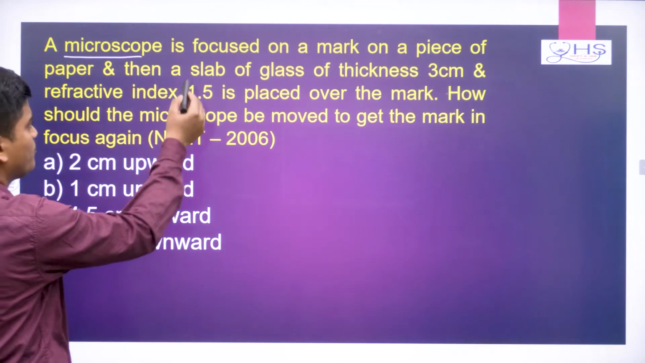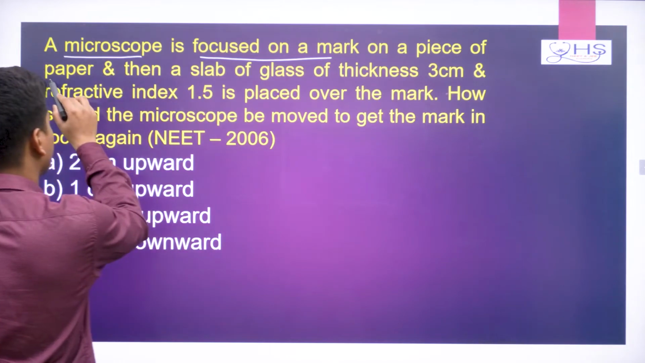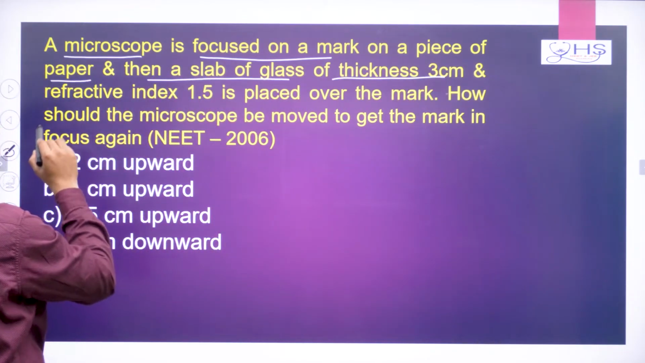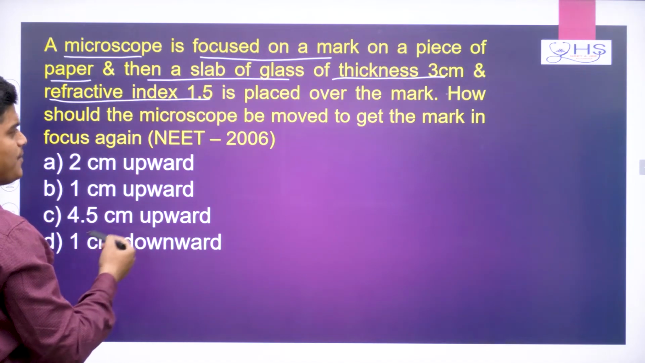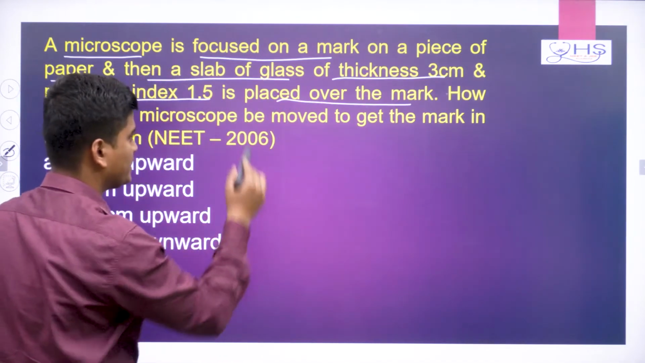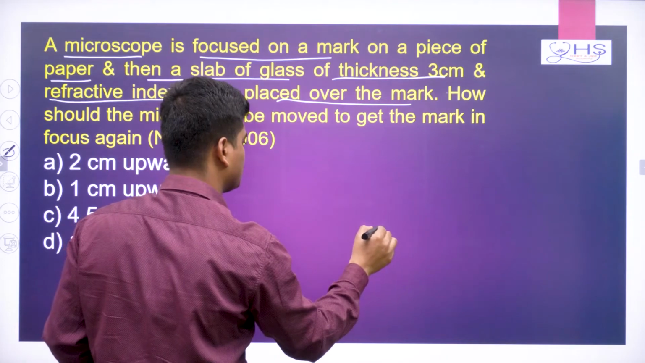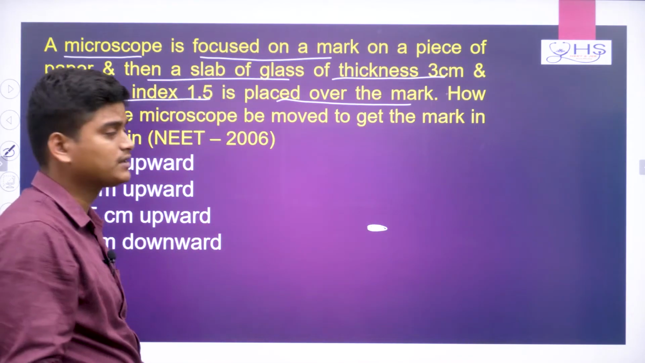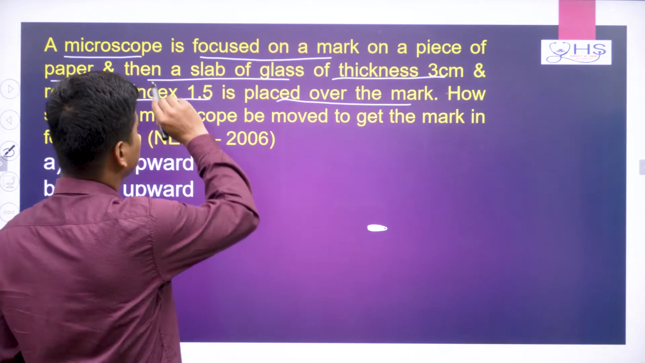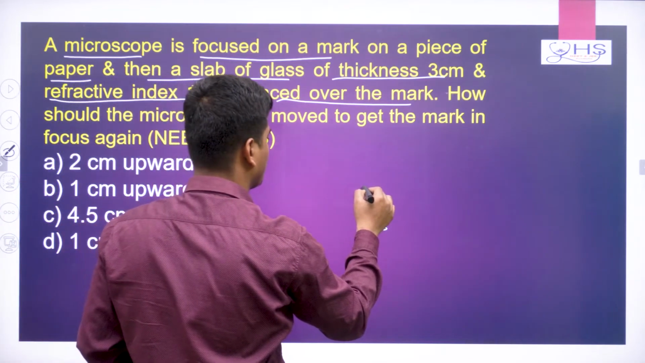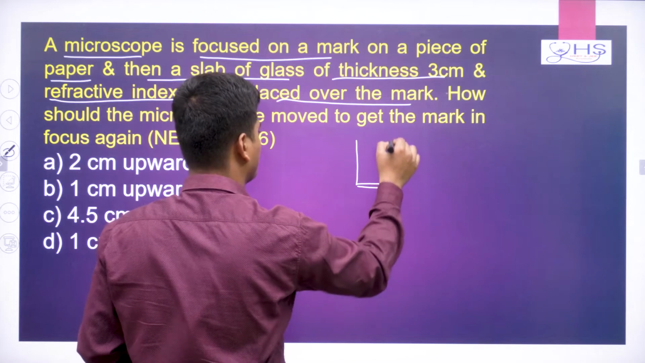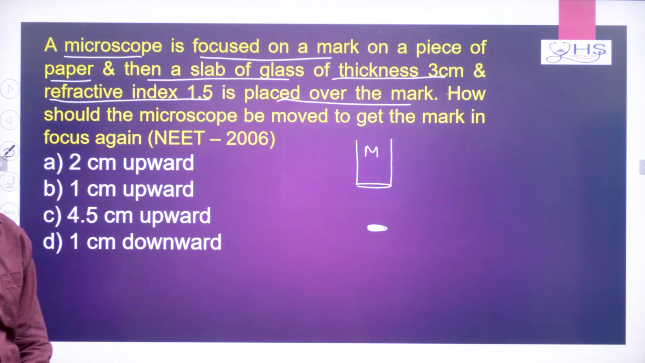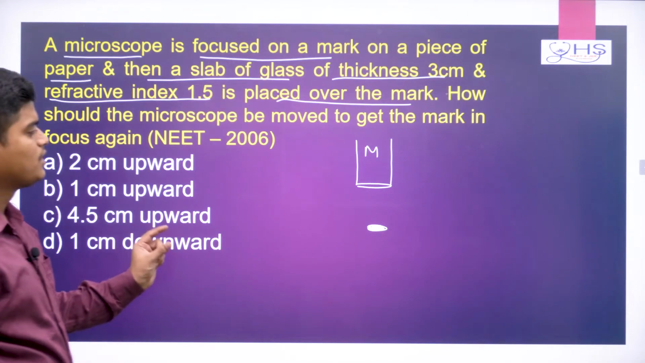A microscope is focused on a mark on a piece of paper, then a slab of glass of thickness 3 centimeter of refractive index 1.5 is placed over the mark. So first understand, a mark is here. There is a black mark you can take, or a white mark. Now what is it telling? This microscope is focused on that. Suppose this is your microscope, I am telling this is your microscope M. So it is focused on that. Now what happened?